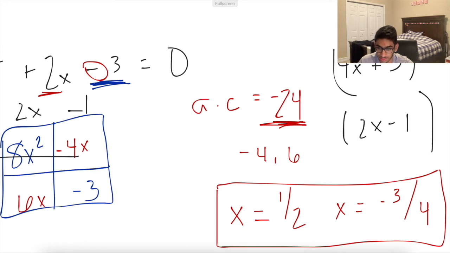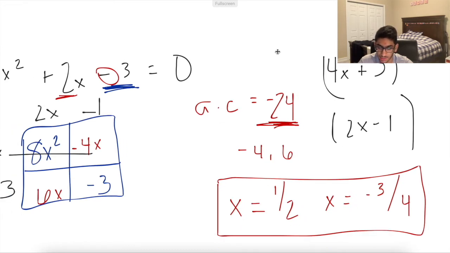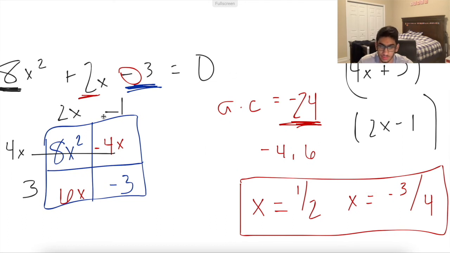Hopefully this makes a little more sense, and you're getting the gist of it. Make sure, this is different from a equals 1 because you have to multiply your a by your c, and then you use that value instead of the c term.